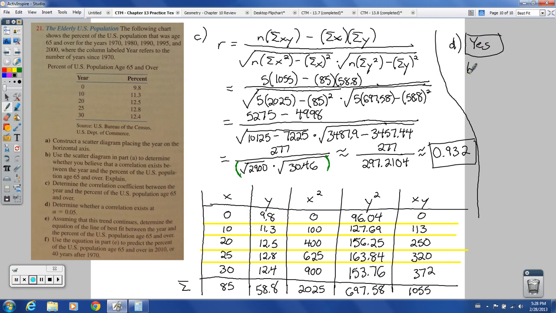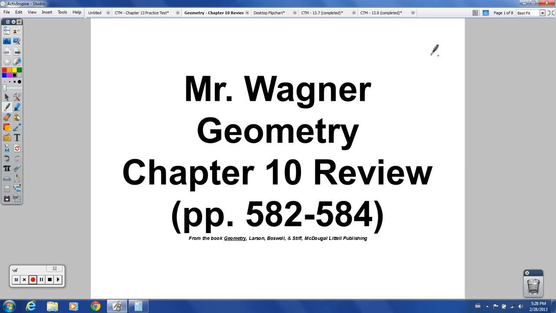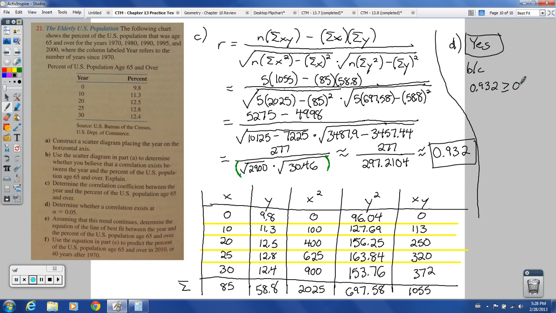If you had to give a reason, you would say because 0.932 is greater than or equal to that cutoff value, which is 0.878 for n equals 5. That's our number of values there. And alpha value of 0.05 in table 13.8. Okay, we're getting closer. We're getting there.